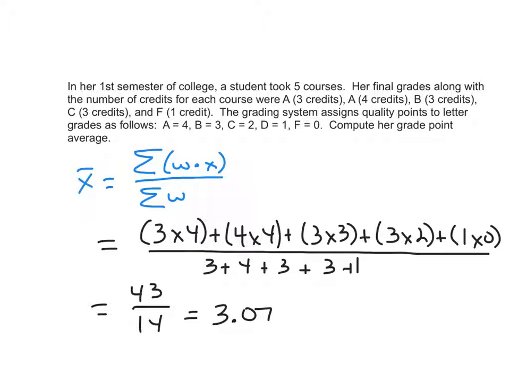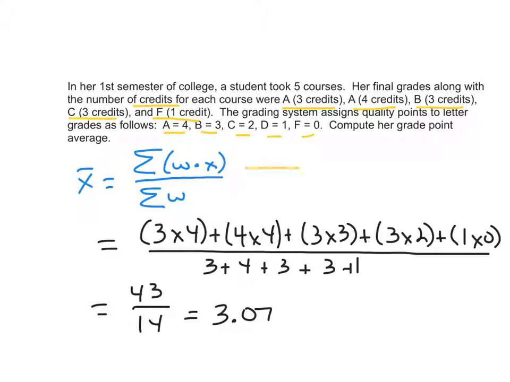In her first semester of college, a student took 5 courses. Her final grades, along with the number of credit hours for each course, were: she got an A in a 3-credit course, an A in a 4-credit course, a B in a 3-credit, a C in a 3-credit, and an F in a 1-credit. The grading system is traditional. A is 4 points. You get 3 for a B, 2 for a C, 1 for a D, and 0 for an F. And darn it, she made an F.